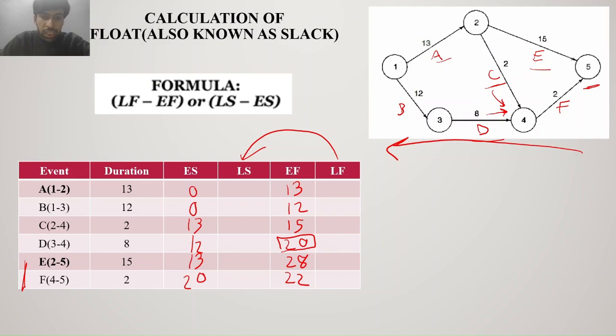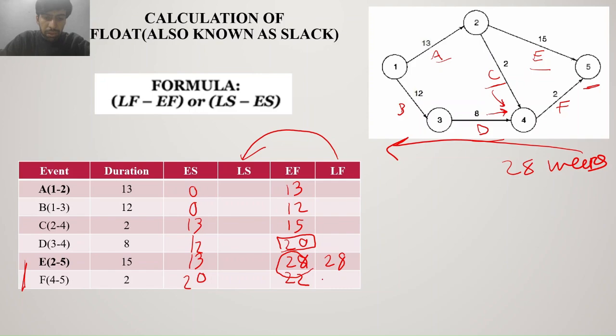So what is the latest finish time of them? Naturally, for E, as you can see, this is also the project duration, 28 weeks. The whole project is complete in 28 weeks. When E completes, all is over. This is the project duration. So naturally, E can finish latest at 28 weeks. There's no scope of delay.